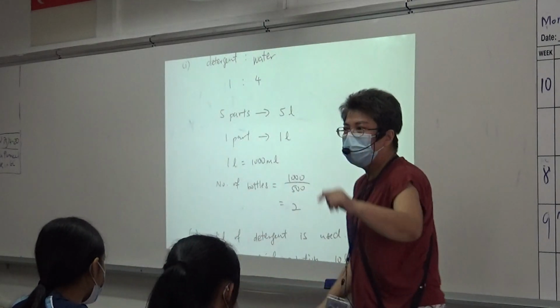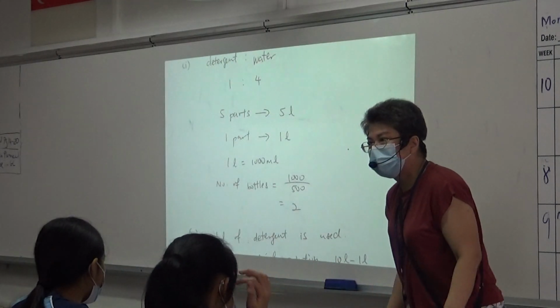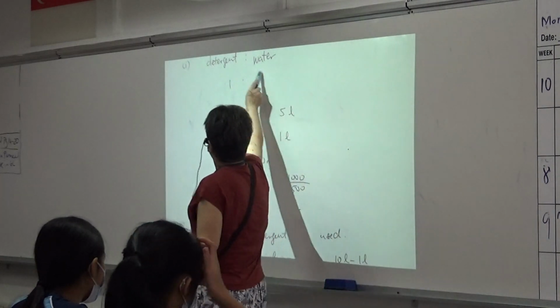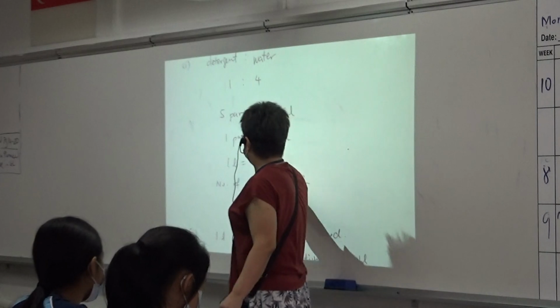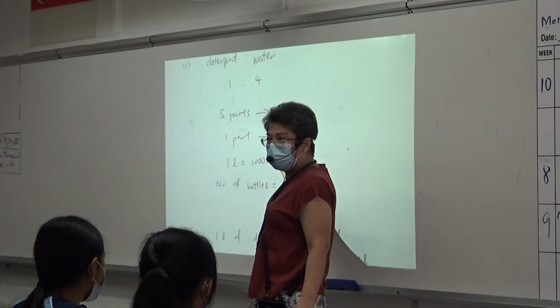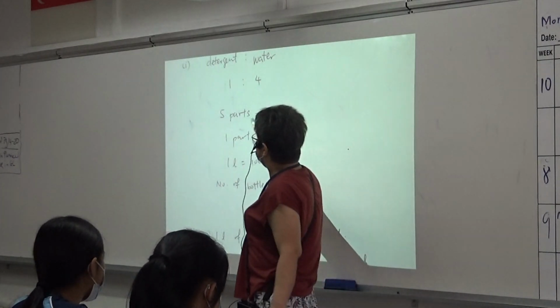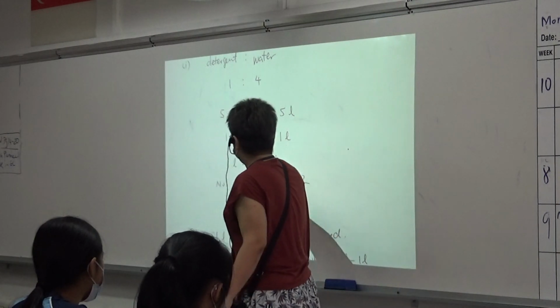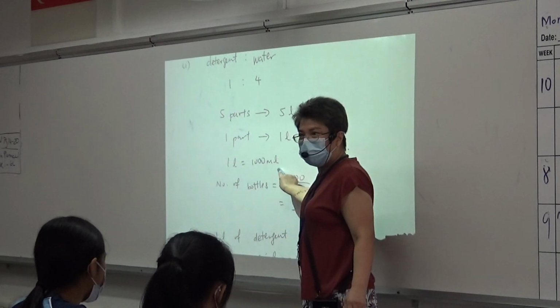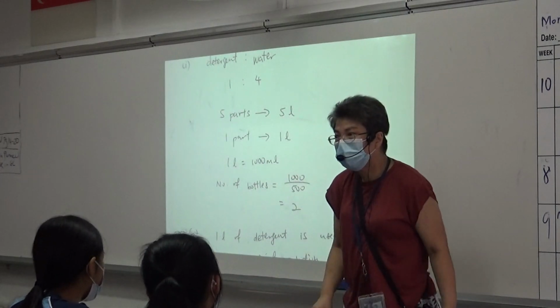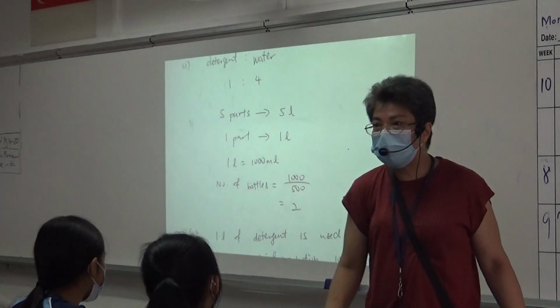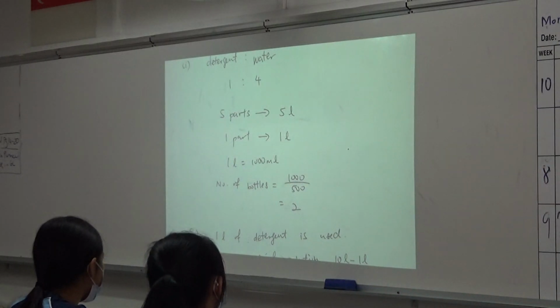Li Ting wants to make how many liters of solution? 5. That means altogether 5 parts is 5 liters, right? So 1 part is 1 liter, right? All okay. So 1 liter is 1000 ml, right? So what is the number of bottles to be bought? 2, right? Because they sell in 500 ml bottle. Can you see it? Yes.